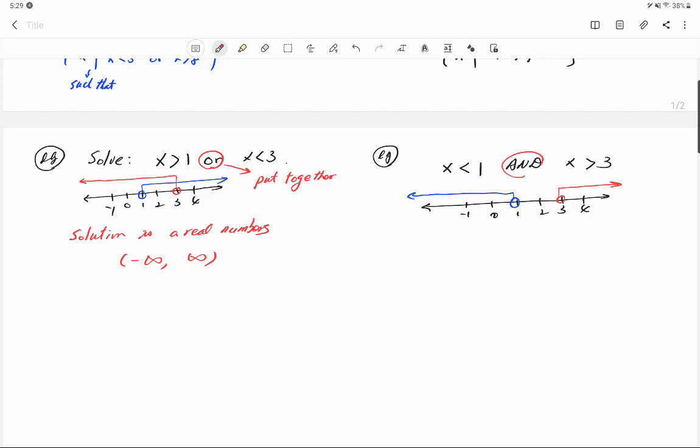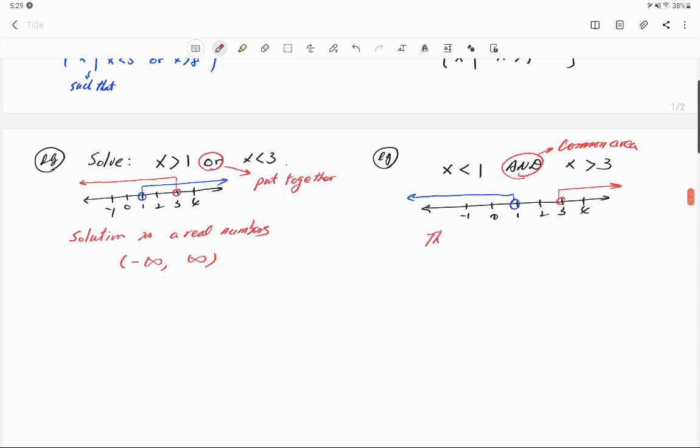And means what? Common area, or overlapped area. So is there any overlapped area? No overlap area, right? So that means there is no solution. Can you see it? There's no solution because there's no overlap area.